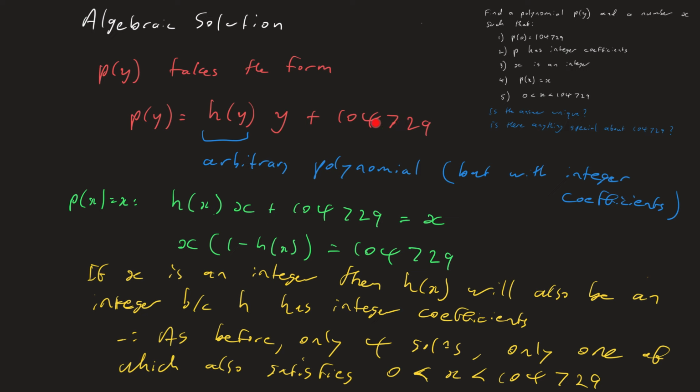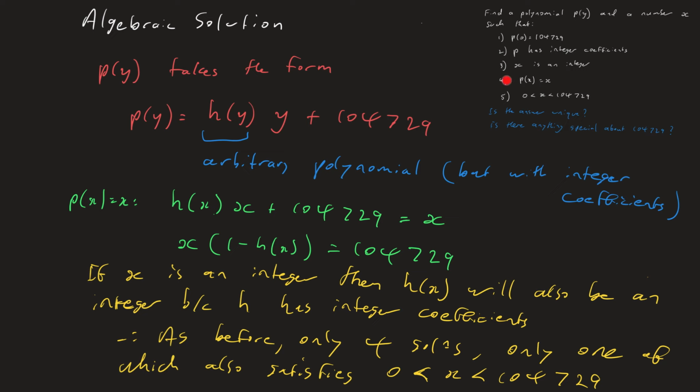I will elaborate on that at the very end of the video. For now, just assume that the first requirement means that p of y can be written in this form here, where h of y is an arbitrary polynomial, and then the second requirement that p has integer coefficients simply means that my h of y has got integer coefficients here.